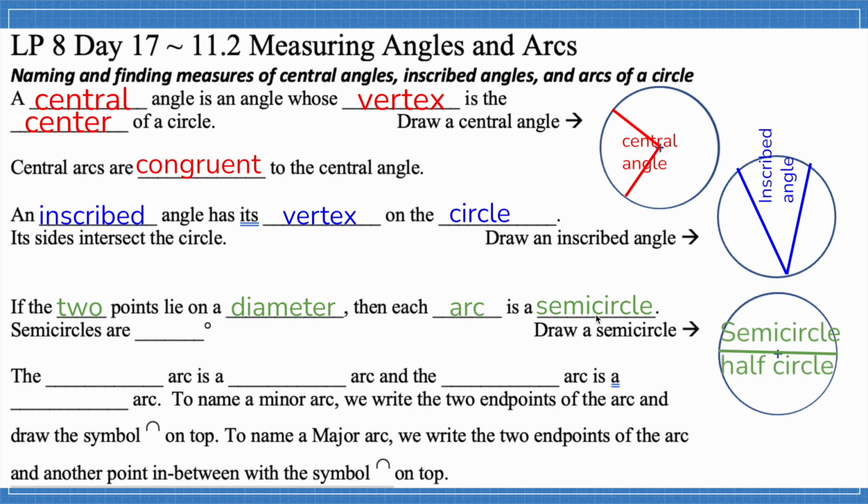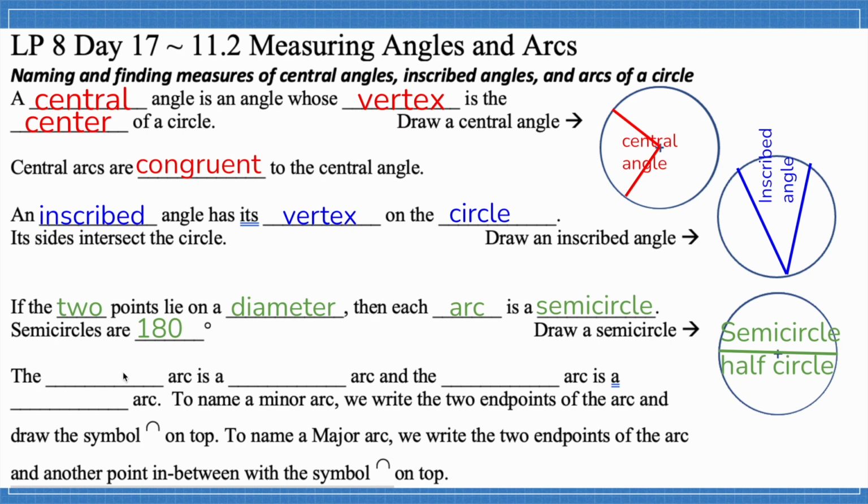All right, and if we have 2 points that lie on a diameter, so like this, we call that arc a semicircle. Because we're going halfway across the circle, a semicircle is the same thing as saying half a circle. So it's literally when we divide the circle in half. Semicircles are 180 degrees because it's halfway around the 360-degree circle.